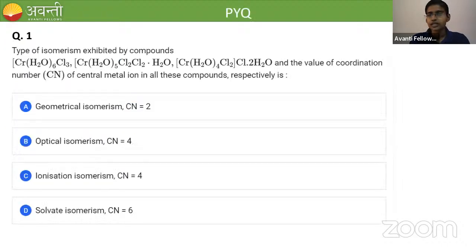I hope you all can see the question on the screen. The question is: the type of isomerism exhibited by compounds. Three different compounds are given to you, and you have to find out the isomerism exhibited by these three compounds, and also the value of the coordination number of the central metal ion in all these compounds. I'll give you around 30 to 45 seconds to solve this question. Just try to do the question and let me know the answer in the chat.